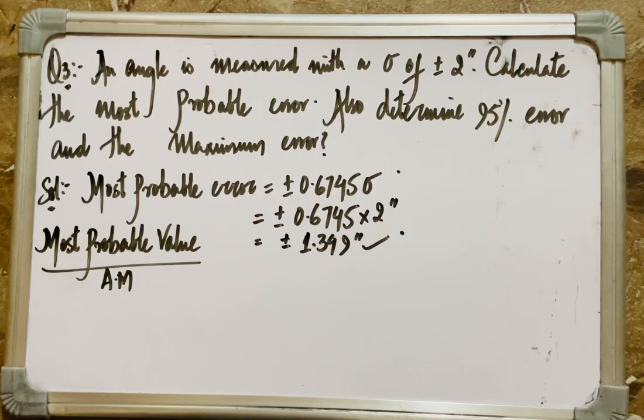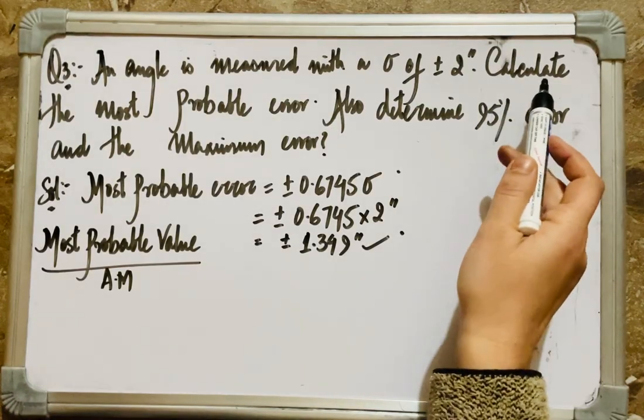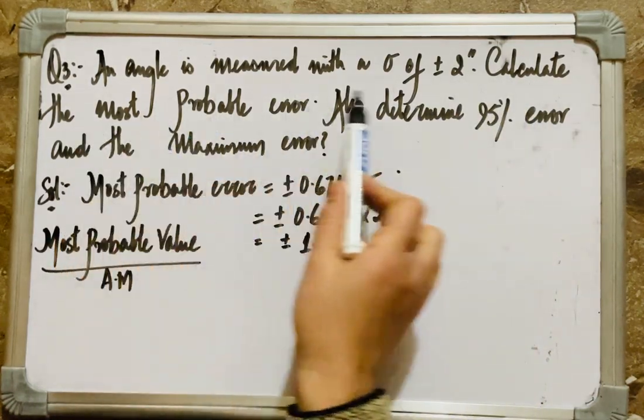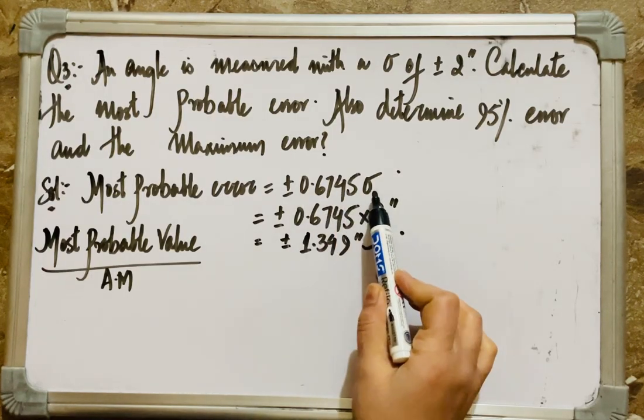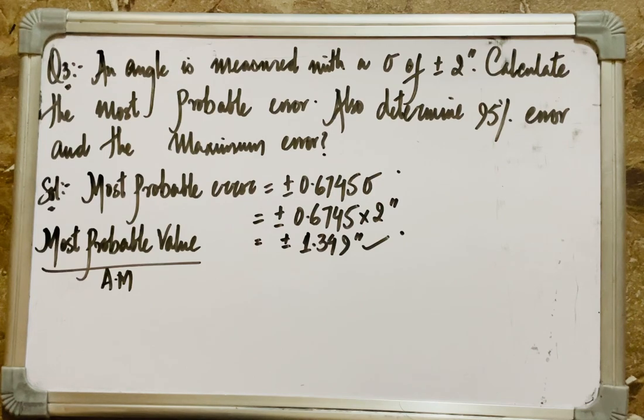All right, let's do the next part. We have calculated the first part. Calculate the most probable error. It's 0.6745 times the standard deviation, and we calculated it to be plus minus 1.349 seconds.